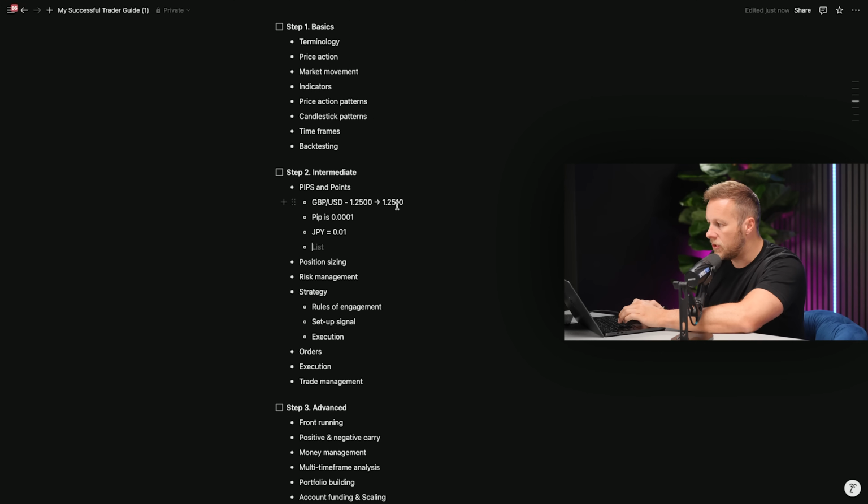But here's the key, right? A pip value changes depending on your position size. So a pip isn't always the same value, right? And I'm going to explain position size. 10 pips on, so if we go from 1.2500 to 1.2510, that's a 10 pip move. Well, 10 pips on a micro lot, right, isn't the same as 10 pips on a standard lot. And don't worry if you don't understand micro lot and mini lot and standard lot. I'm going to explain that now, right?